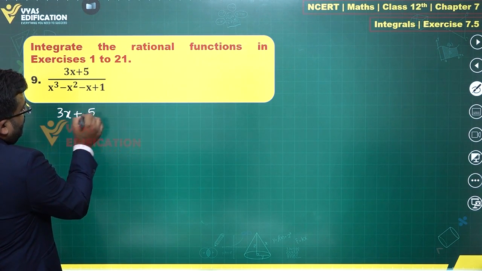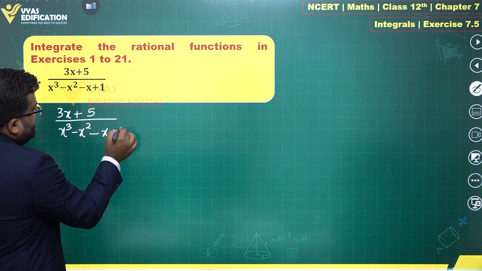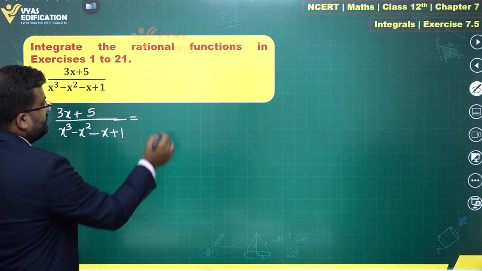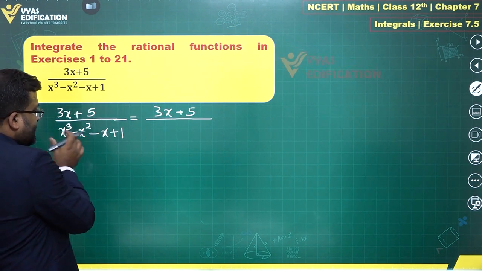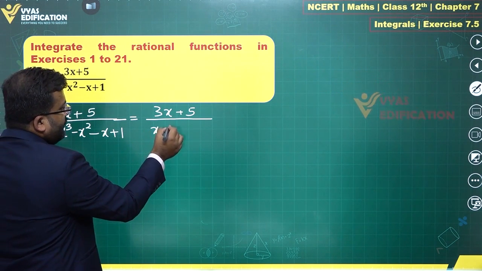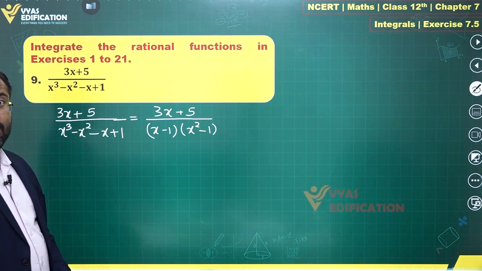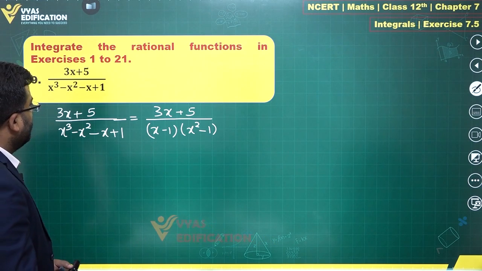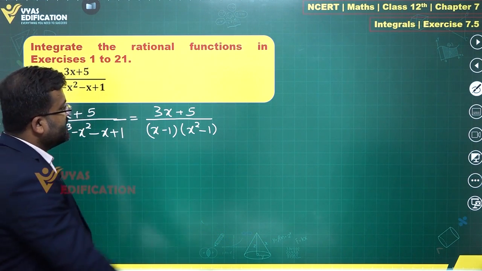3x plus 5 over x cube minus x square minus x plus 1, and that is further equal to what? This is further equal to 3x plus 5 upon, you can take out x square common from here, x minus 1 therefore will come out common, and what will remain is x square minus 1. But is that it? No. This can further be factorized. Yes, this can further be factorized.